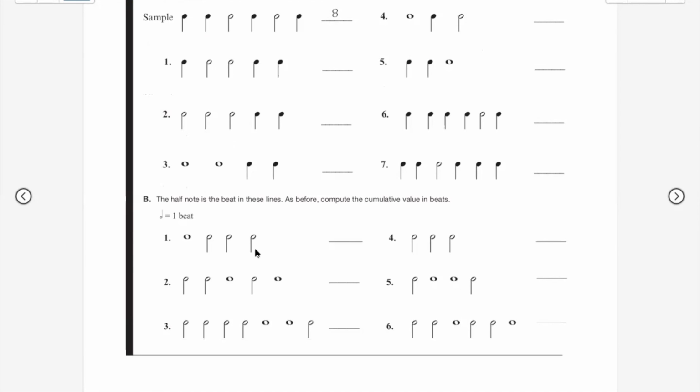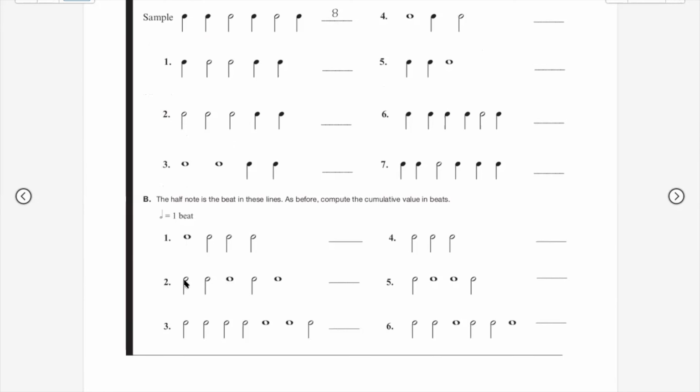Now on this part, we've given a half note as a representation of 1 beat. So the individual values are different. These guys are 1 beat. These are 2 beats. 1, 2, 3, 4, 5. Same thing. You could pause it and figure them out for yourself and then listen to the answers.